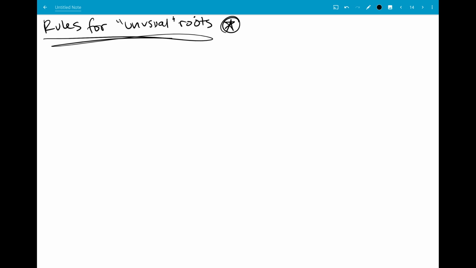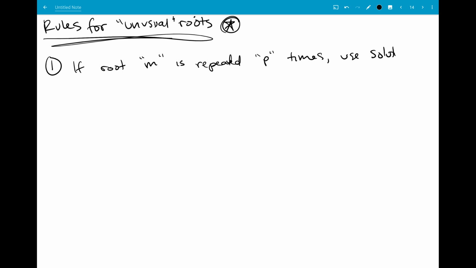So the first one was for repeated roots. If root m is repeated p times, we're going to use solutions e to the mx, x e to the mx, and keep going until we've collected p of these functions, up to x to the p minus 1 power, since you start with x to the 0 right there, e to the mx.